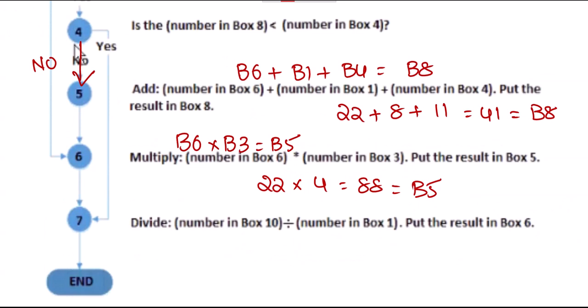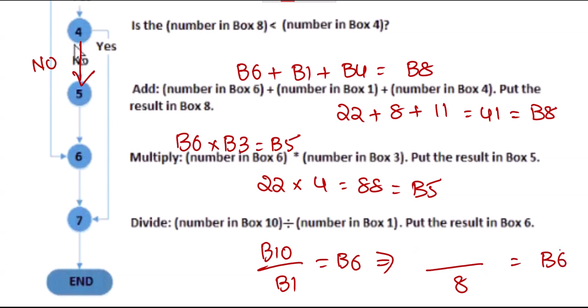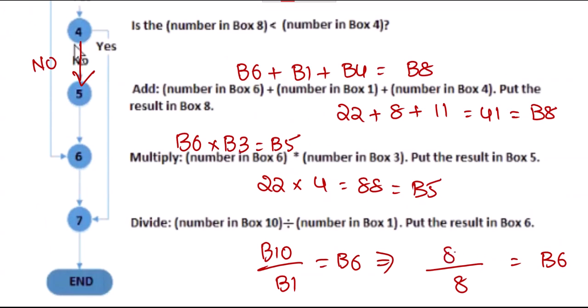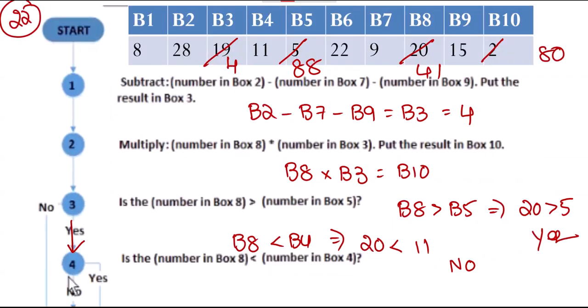Okay. Next step is box 10 divided by box 1. Put the result in box 6. Box 1 is 8. What is box 10? Box 10 is 80. Divided, we got 10. So box 6 is updated to 10. So guys, box 3 updated, 5 updated, 8 updated, 6 updated, and 10 updated. There are many changes.